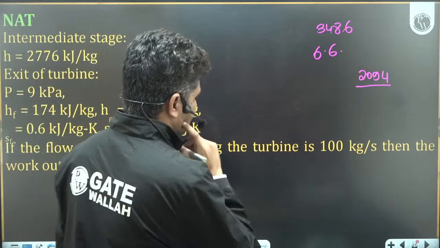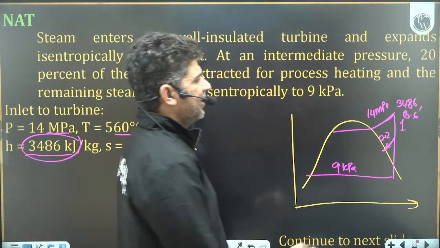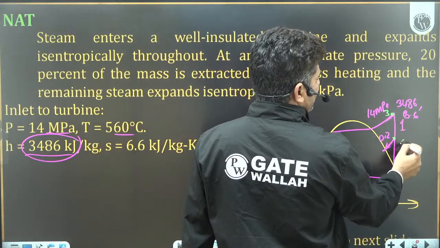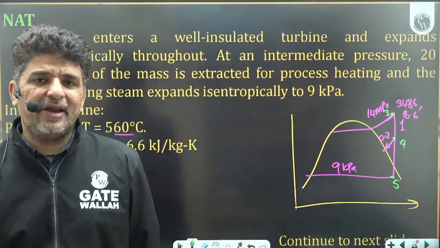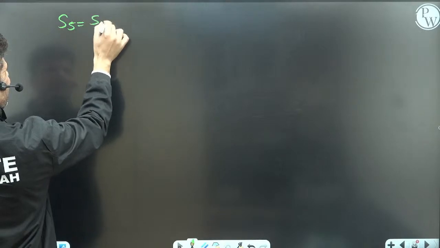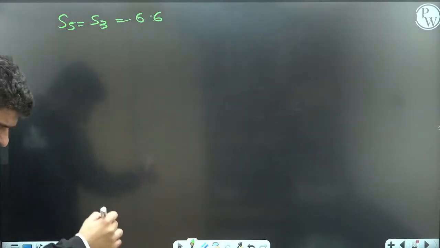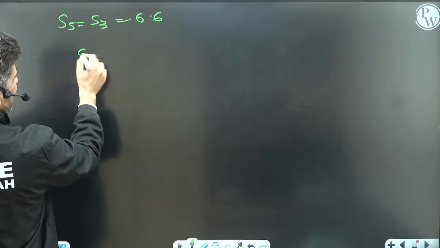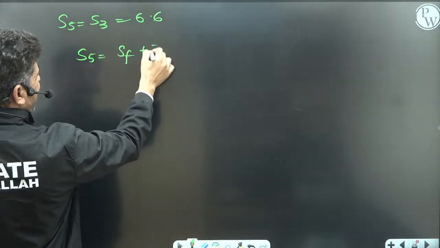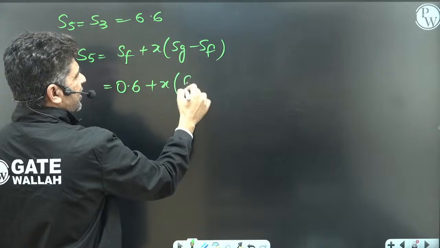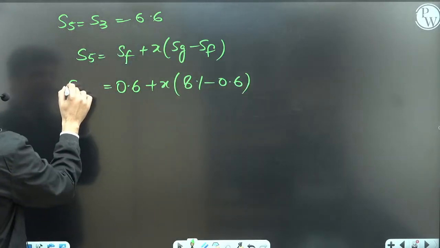Okay. So how do we solve this question? Guys, if you see over here, let's say this is location 3, this is location 4 and this is location 5. First we need to calculate the enthalpy at location 5. To calculate it, we know that S5 equals S3, that is 6.6. So first we need to calculate the dryness fraction. S5 will be equal to 6.6, and S5 can also be written as SF plus X times Sg minus SF. So SF is given as 0.6 plus X times 8.1 minus 0.6, and this is 6.6.